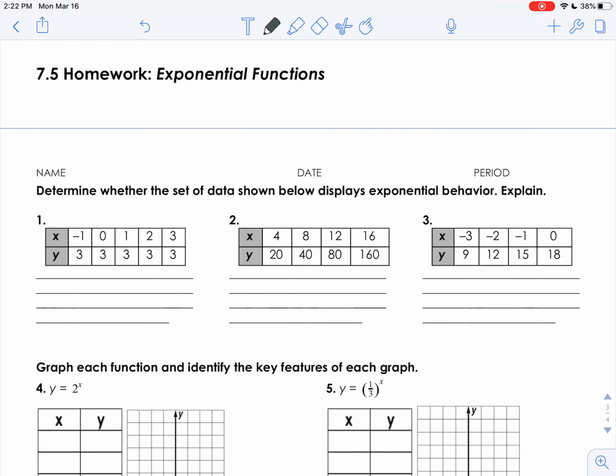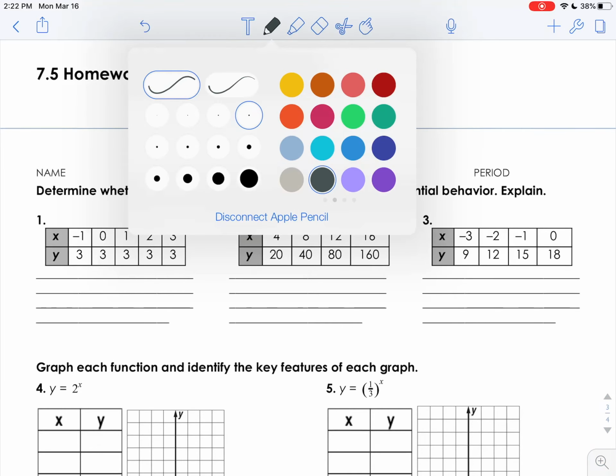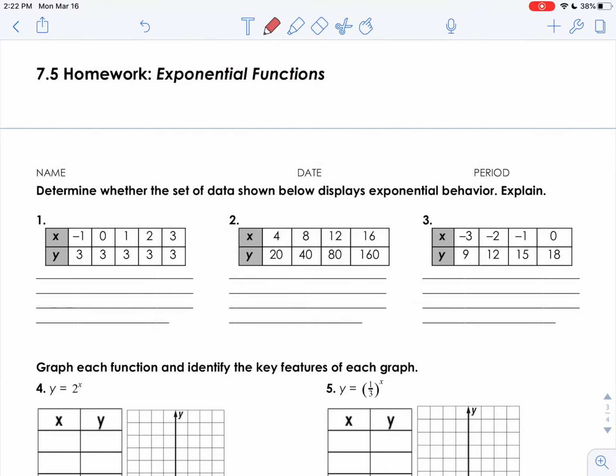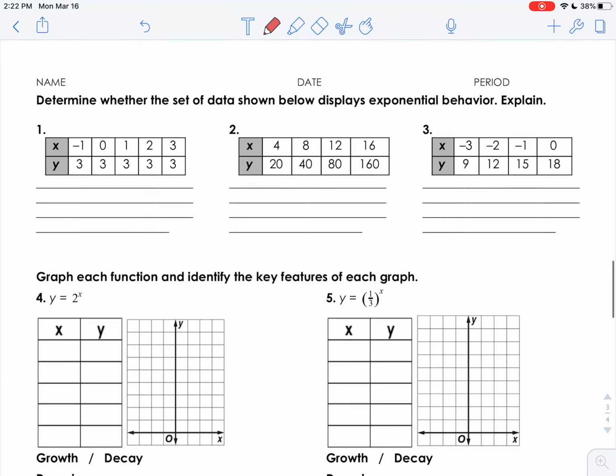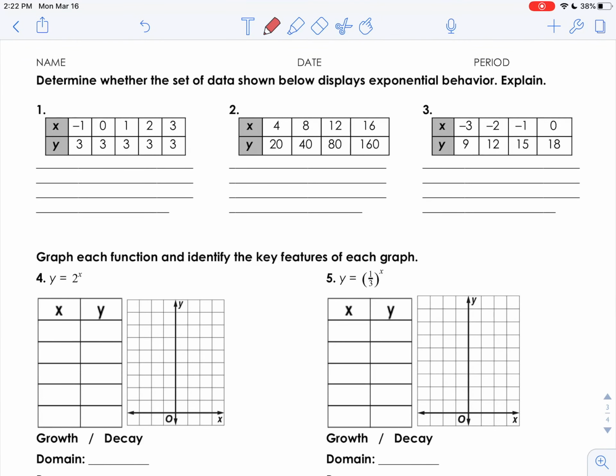Alright, in this video I'm going to go over the homework for 7.5, which is covering exponential functions. So this looks a lot like the skills practice that we did earlier. In this top part, we're trying to determine whether the set of data shown displays exponential behavior or not, and then we want to explain why.